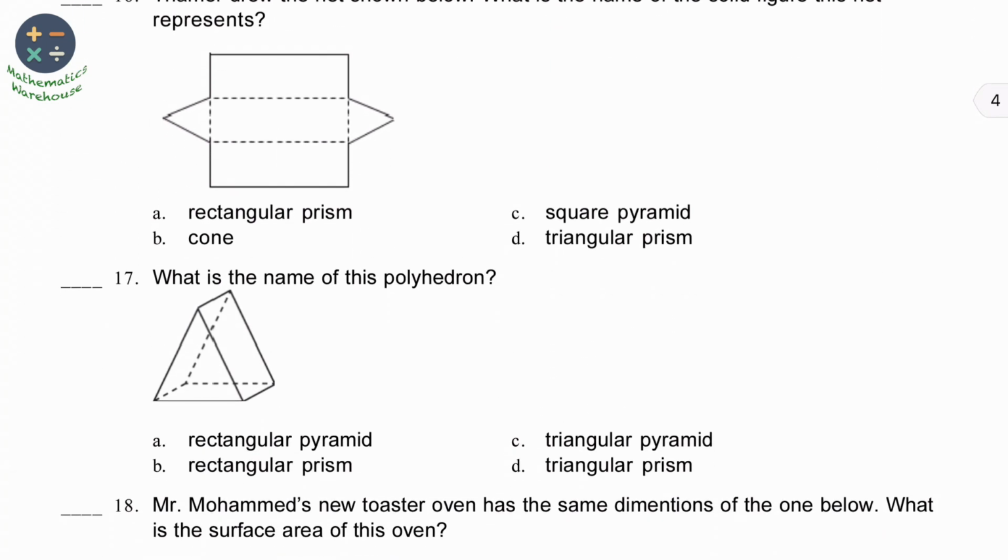Next question. Samer drew the net shown below. What is the name of the solid figure this net represents? Of course, as we know, this is a triangular prism, which is D. Next question. What is the name of this polyhedron? Of course, this is a triangular prism, which is D.